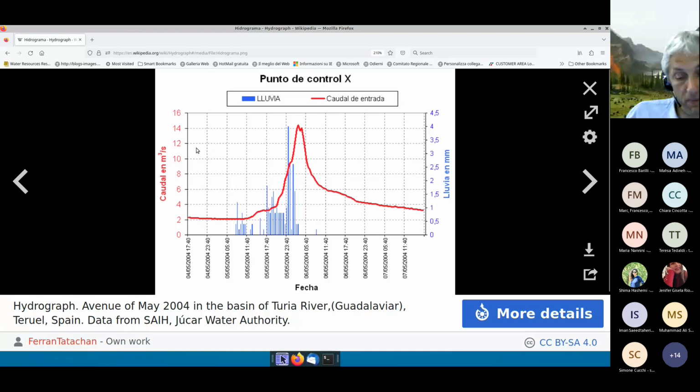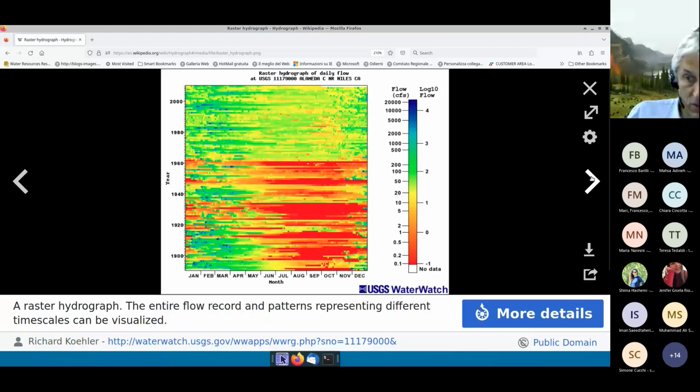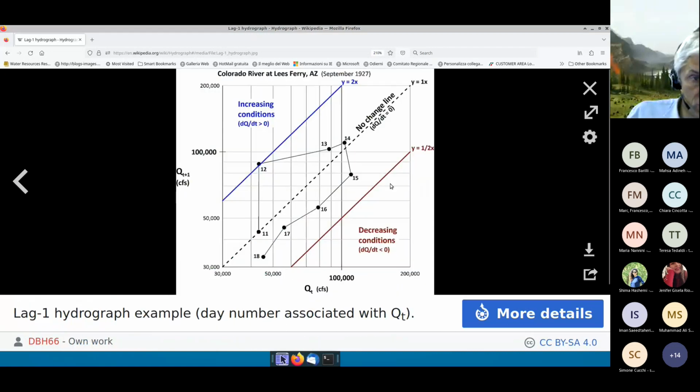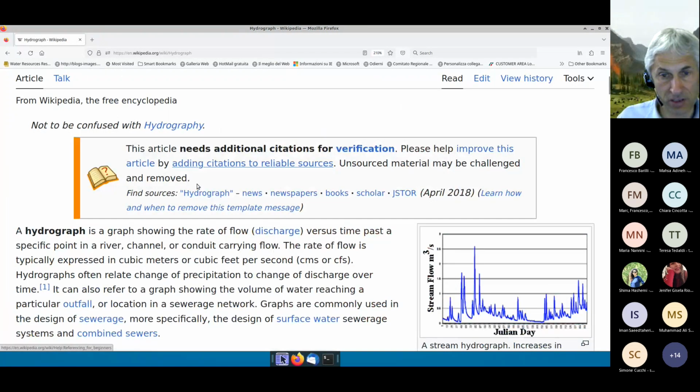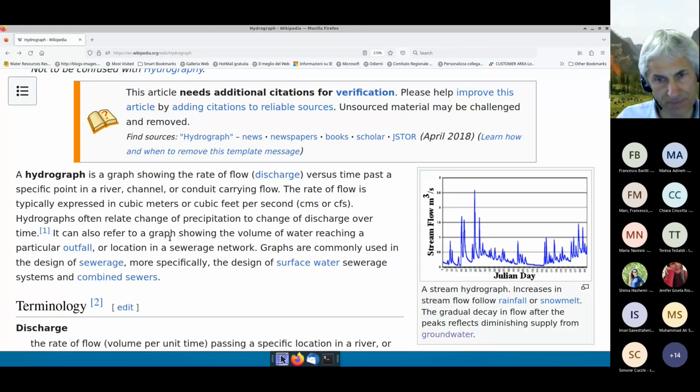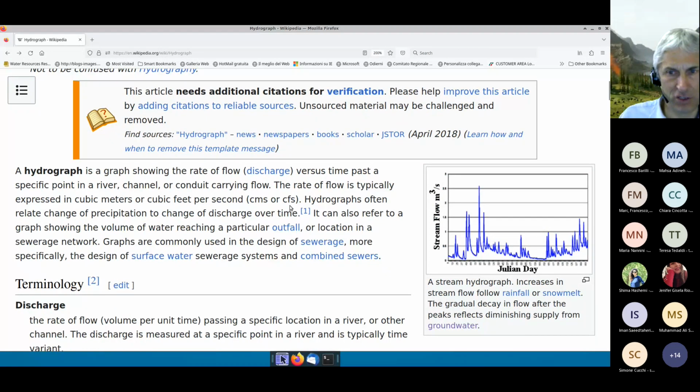But when we talk about flow in a water supply system, usually we talk about liters per second, not cubic meters. So with liters per second, you need a conversion to pass to cubic meters. It's extremely boring. Okay, this is not relevant. Let's go back. So the hydrograph is a graph showing the rate of flow, discharge. Discharge is a synonym of stream flow and river flow, versus time past a specific point in a river channel or conduit carrying flow.